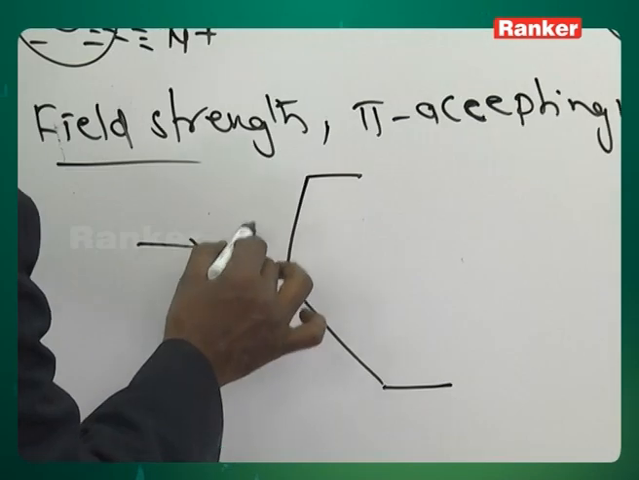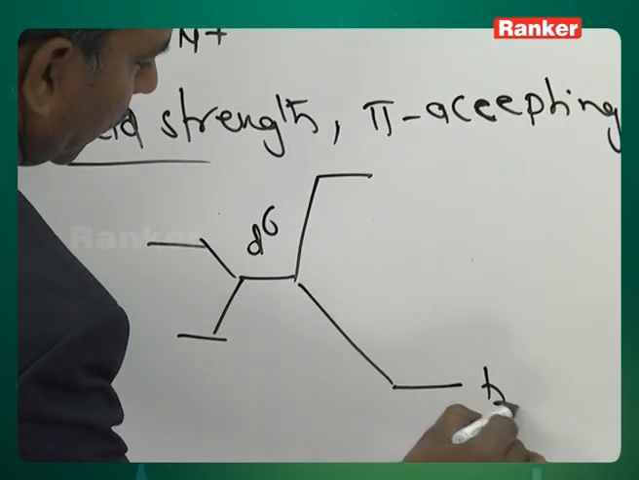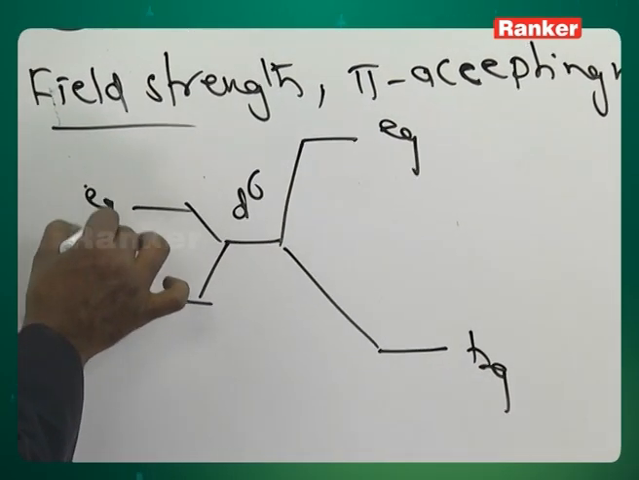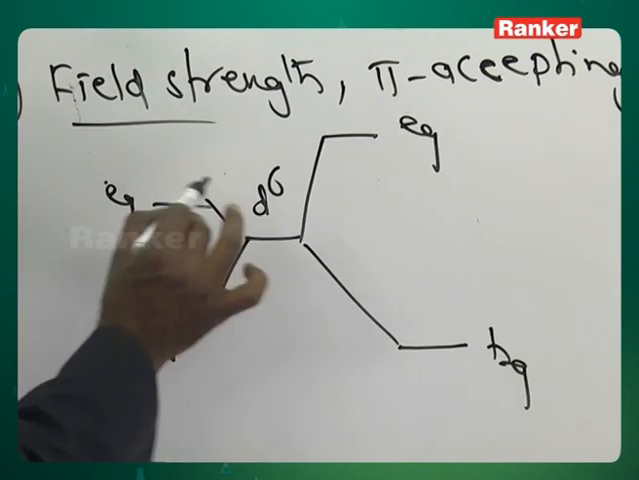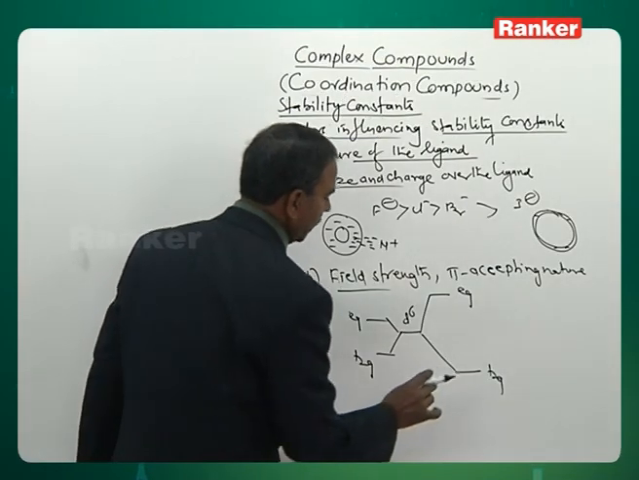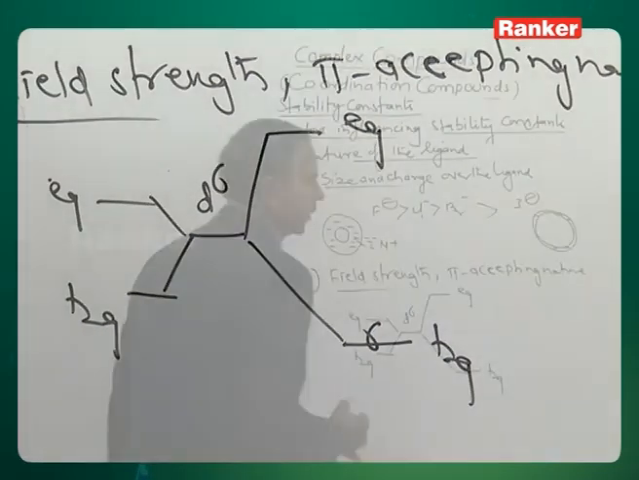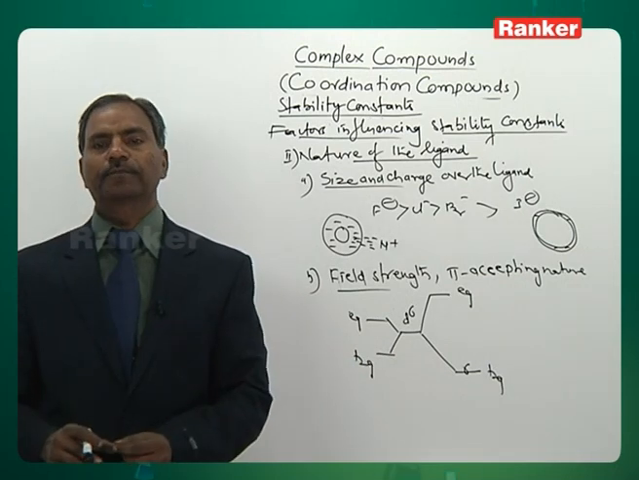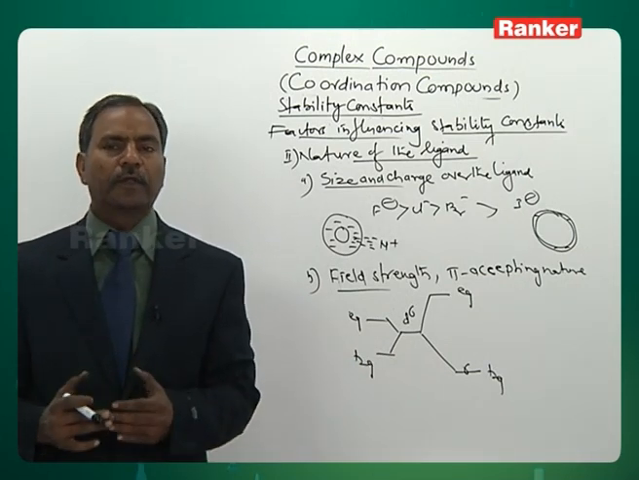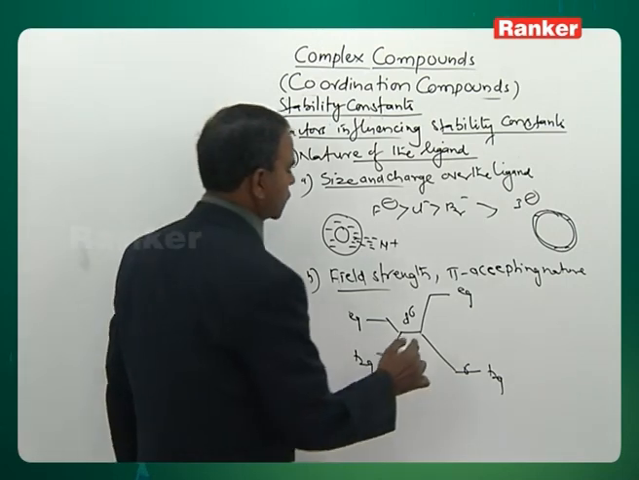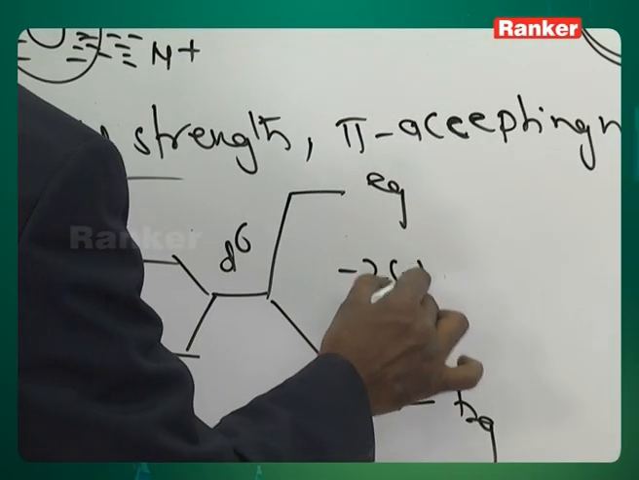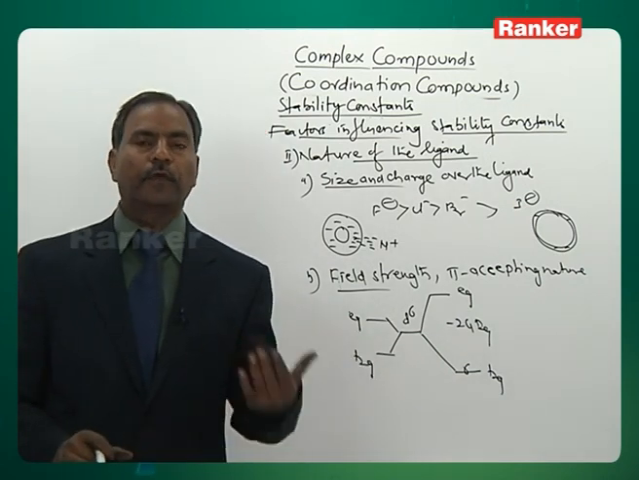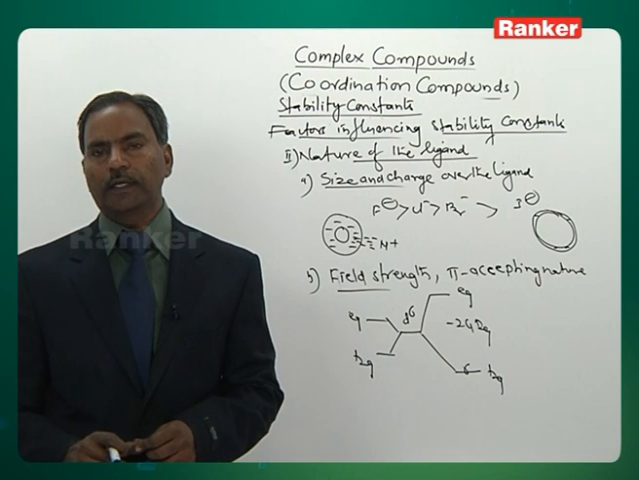Consider a d6 system you take, right? This is t2g, this is eg, this is eg again, this is t2g. t2g and eg you take. Now, all the 6 electrons are entering into the lower energy level. Then you talk about the CFSE of this particular complex, that produces a complex with the highest CFSE, minus 2.4 or minus 24 Dq you take. Minus 24 Dq of CFSE value it is gaining. Therefore, that particular complex is found to be highly stable.